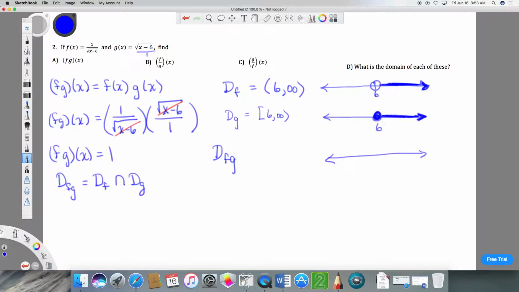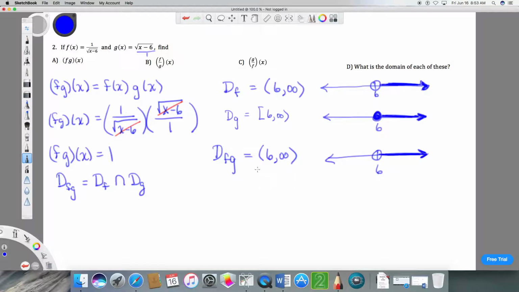So 6 is clearly not in both sets, so 6 will not be in the intersection. To the left of 6 is not in this set, so it's not in the intersection. To the right of 6 is in this set, and it's in this other set. Therefore, since it's in both, it's in the intersection. So our domain for part A is from 6 to infinity.